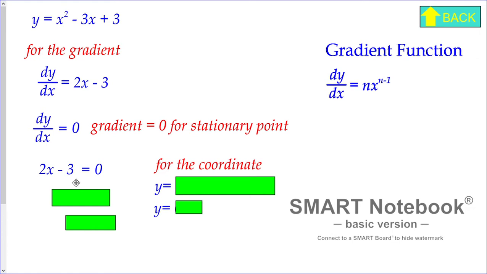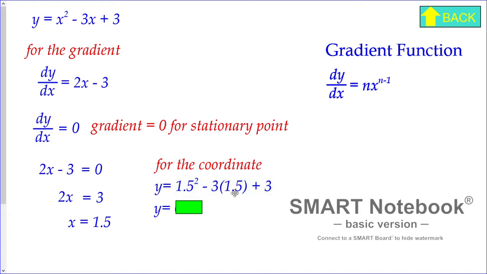Solving this equation, we add 3 to both sides, and then divide out the 2. We end up with x equals 1.5. That's the x-coordinate of our stationary point. The y-coordinate, we have to use the original function here, x squared minus 3x plus 3. We substitute 1.5 back into the original function.